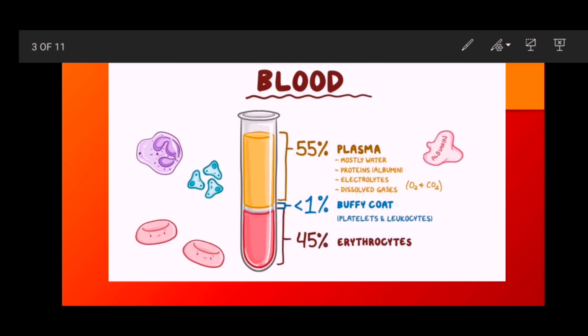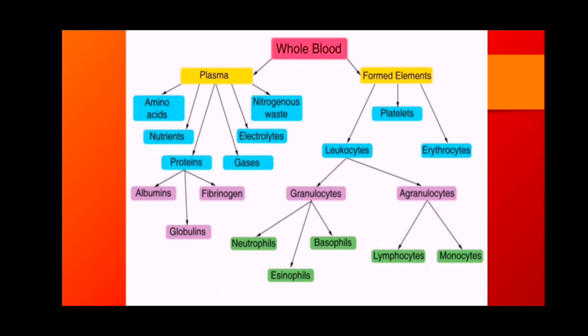So we have now the chart showing the whole blood. So whole blood first, then after we centrifuge the whole blood, we will see the plasma and the formed elements. First, we will go to the plasma. So plasma is made up of amino acids, nutrients, proteins, gases, electrolytes, and nitrogenous waste.